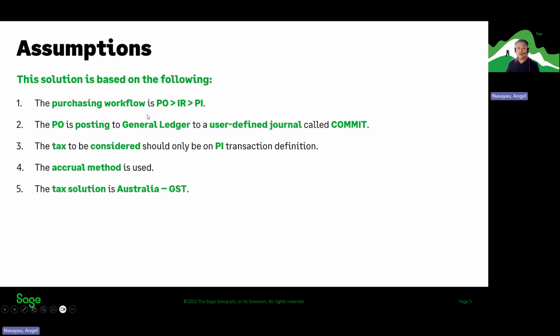But the tax is only considered once the transaction is being converted into a purchase invoice transaction definition. And in this case, we are using an accrual method for processing the transaction, and we have the tax solution for Australia, GST.